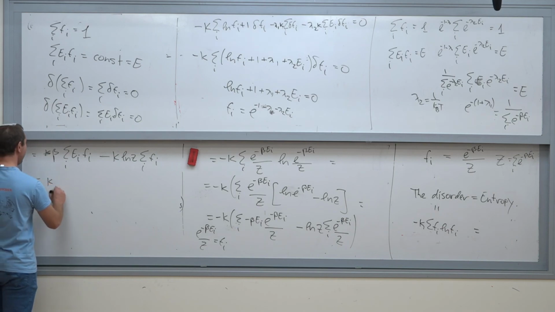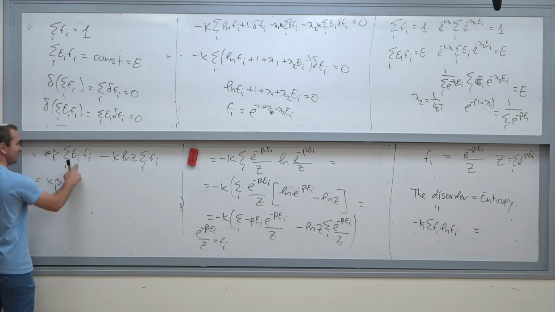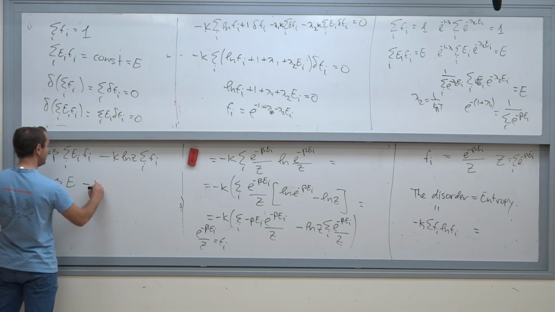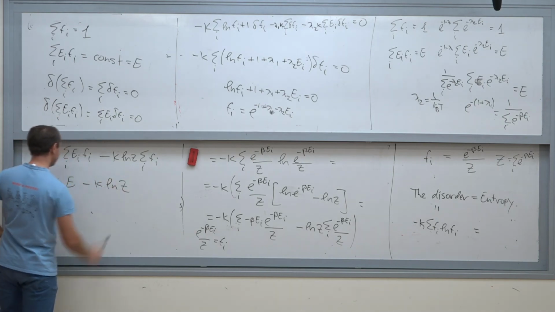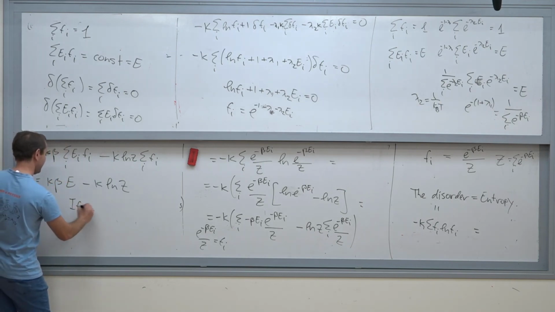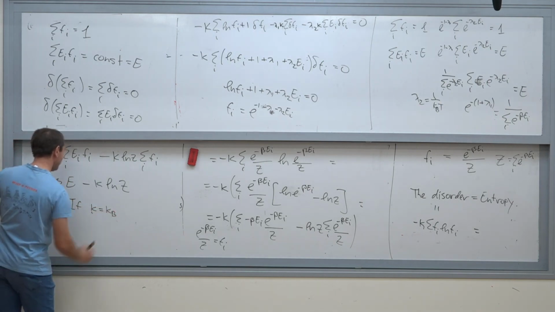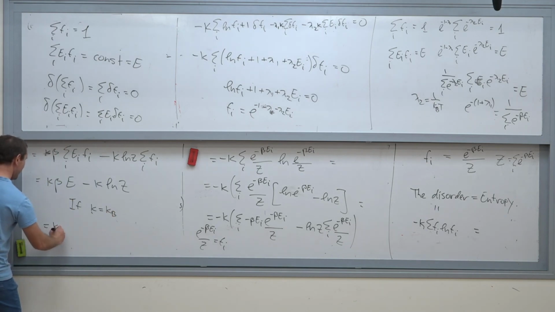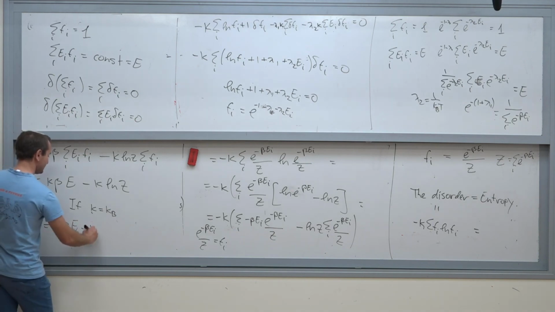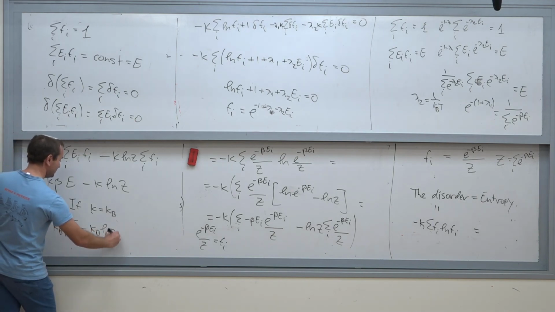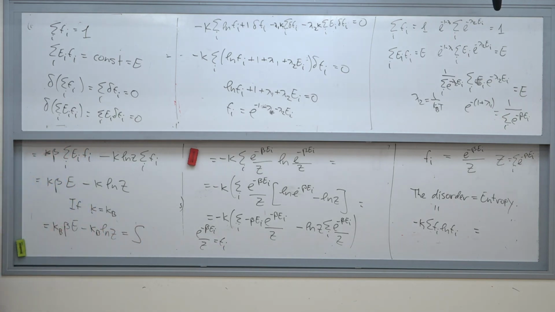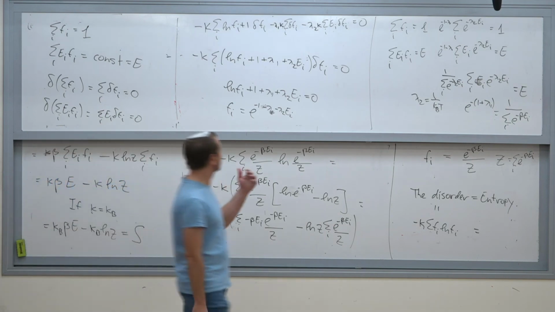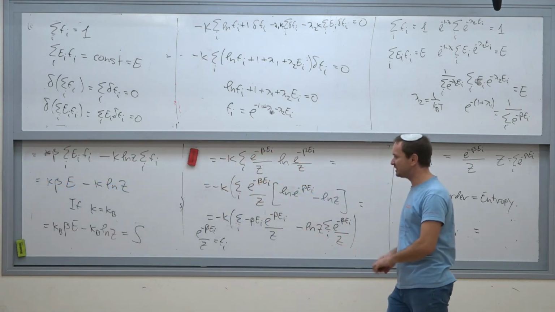So we obtain k beta E, because this is the average energy, minus k log Z. Now, if k equals k Boltzmann, what we obtain is k Boltzmann beta E minus k Boltzmann log of Z, and it equals exactly the entropy that we had before for the canonical ensemble. I think I erased it already, but this is exactly the entropy.